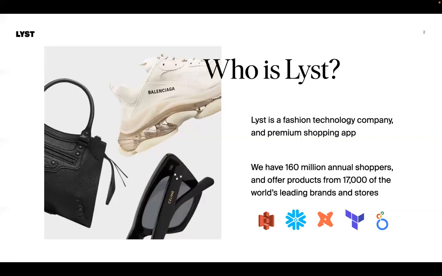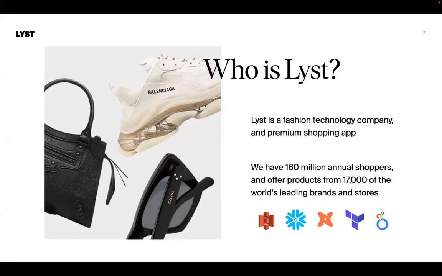So who is List? List is a fashion technology company and premium shopping app founded in 2010. We have over 160 million annual shoppers with the most comprehensive range of products. We offer over 8 million items in our catalogue from thousands of brands and stores.